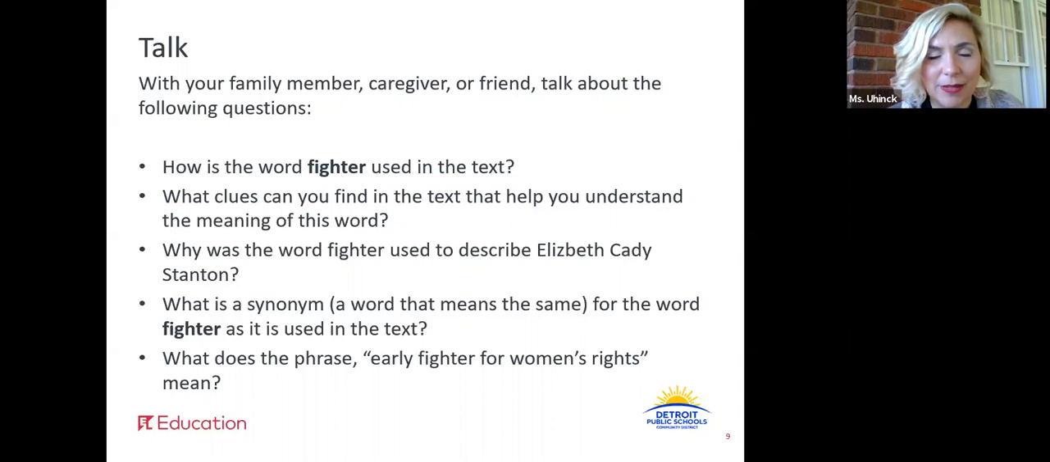Great. Whenever I try to find a synonym, or a word that means the same, something that helps me is that I go back in the text and fill in the word that I came up with. For example, if I came up with champion as another word for fighter, I could take that word champion and fill it into the phrase: early champion for women's rights. If it makes sense, it's a good clue for me that it's a good synonym for that word.